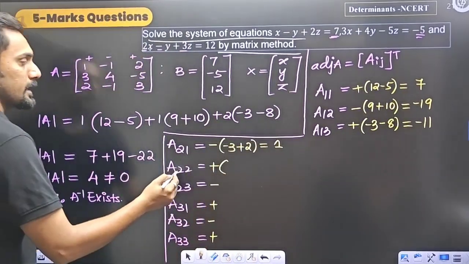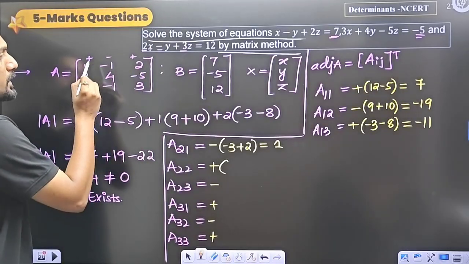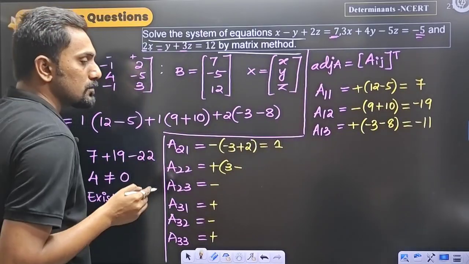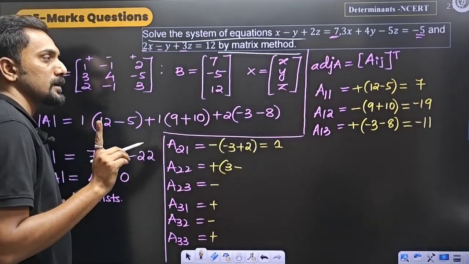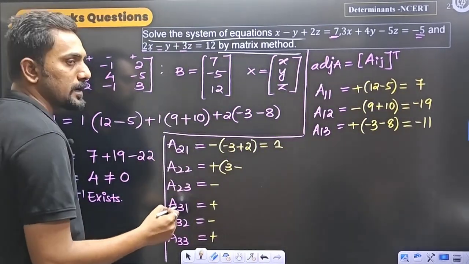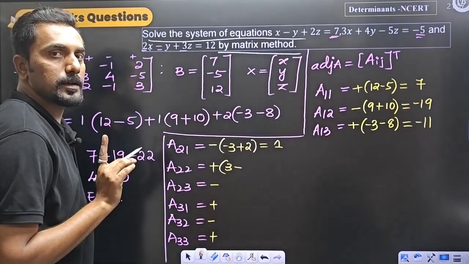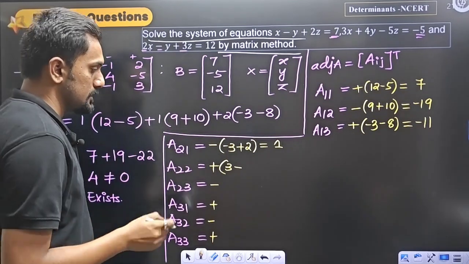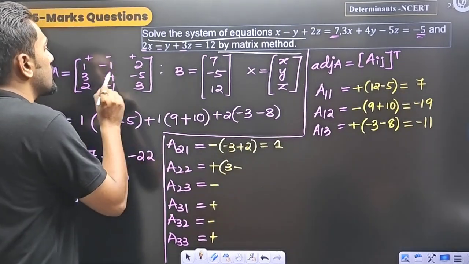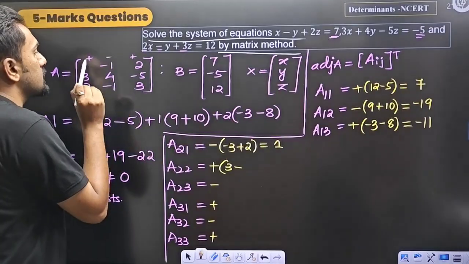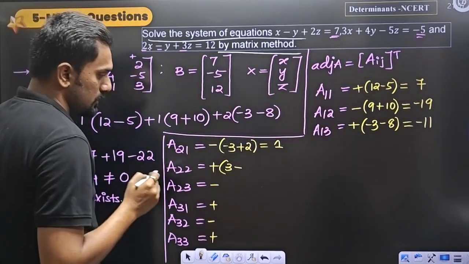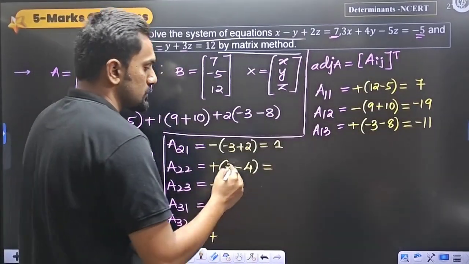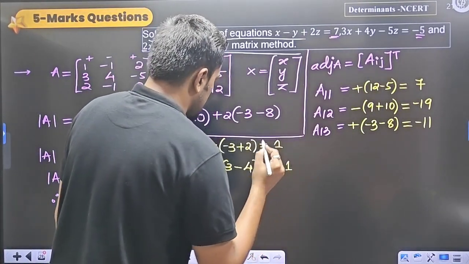Next, second row second column. 1 into 3 is 3 minus 2 into 2. We must solve very carefully, because if we make a mistake here, 100% you will get a wrong answer for x as well as y and z. Second row second column. 1 into 3 is 3 and 2 into 2 will be 4. So 3 minus 4 is minus 1. Minus into plus is minus 1.